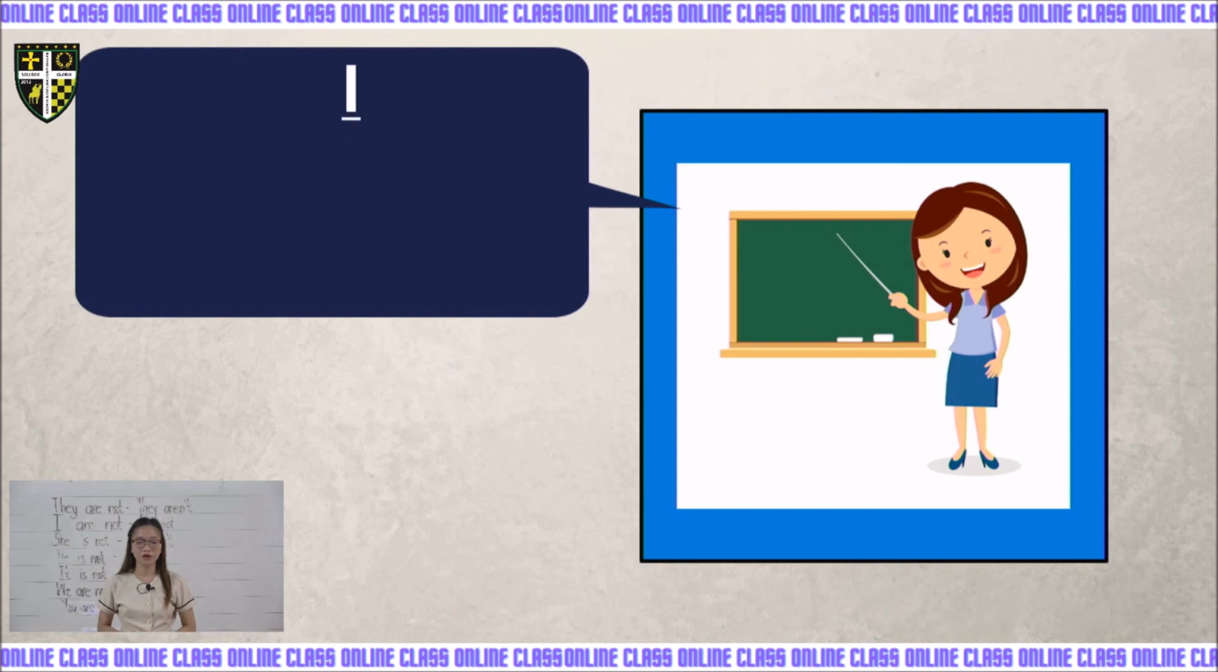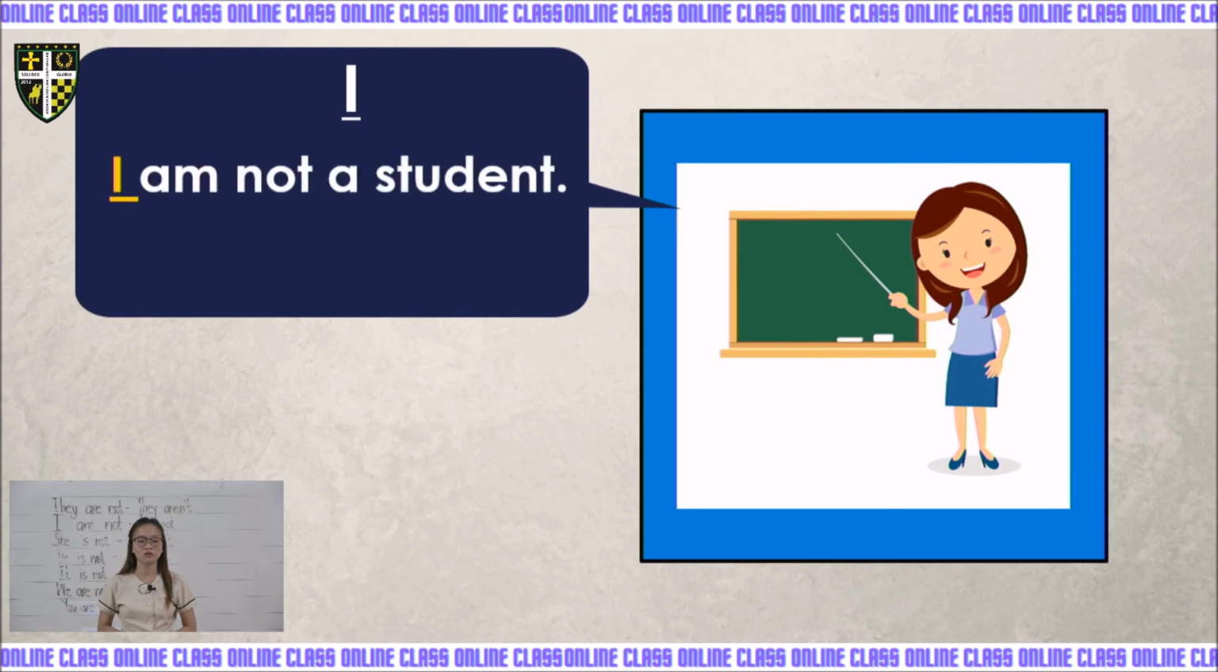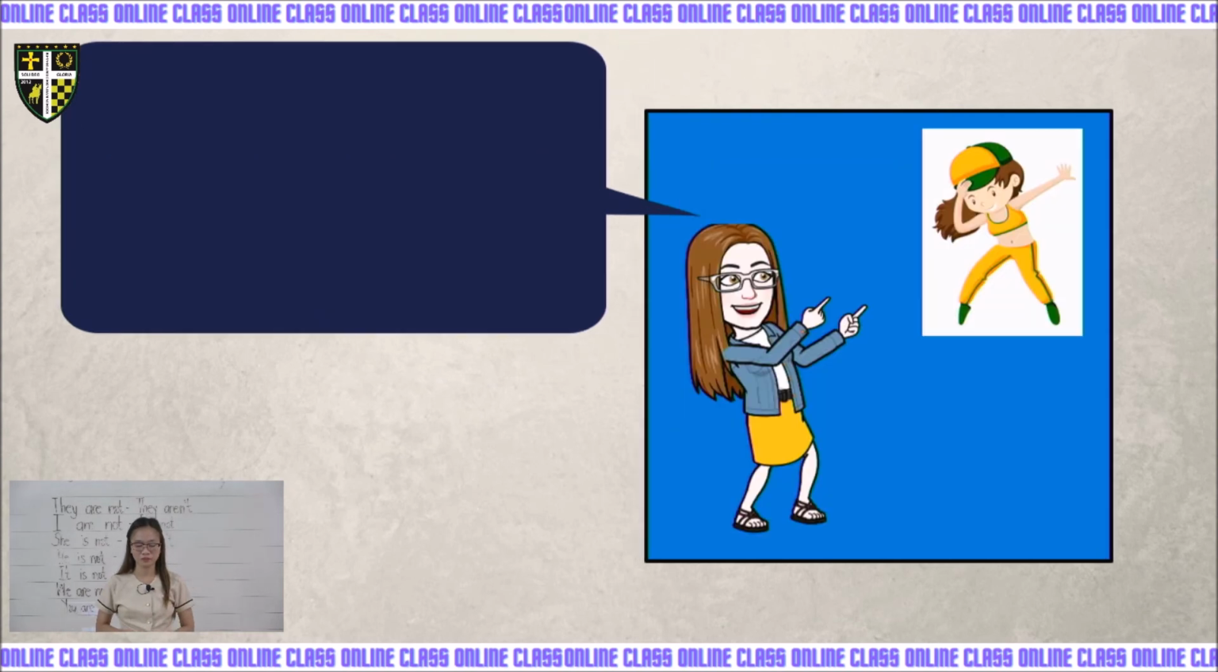The pronoun in this sentence is I. So kids, what be verb will we use? The be verb that we will use is am. It's automatic. When the pronoun that you use is I, you use the be verb am. So, I am not a student. I am a singer. Okay, next example.